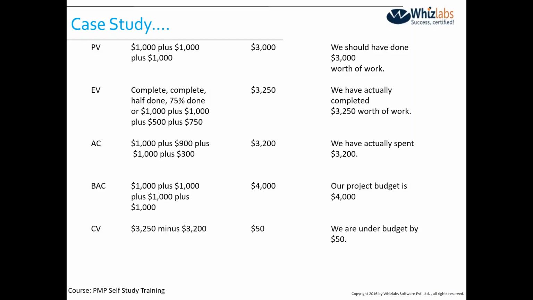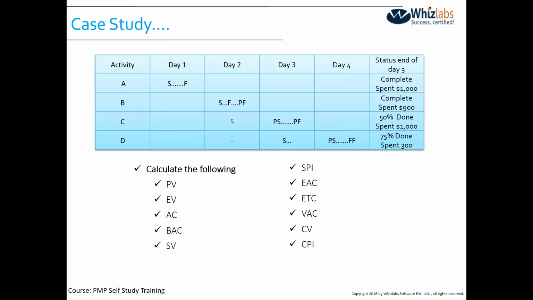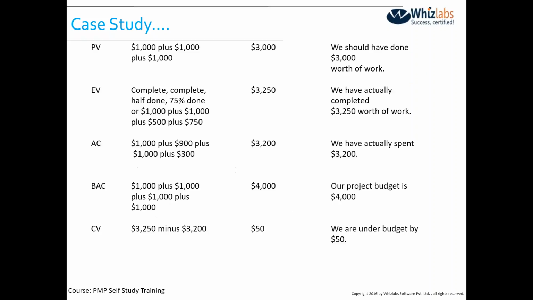Now let's talk about the actual cost. Again I go back to the previous slide: spent 1,900, 1,300. So we ended up spending $3,200 in order to complete the work. Now BAC. Now you will be able to understand. BAC is 4,000. It will always remain 4,000 unless I have a new EAC. As long as EAC is equal to BAC, the budget won't change. The moment EAC changes, you will have a new budget.